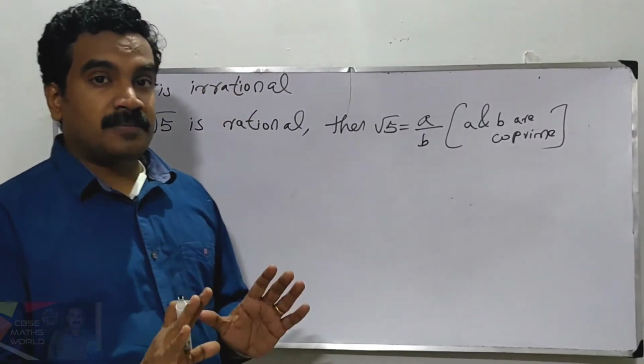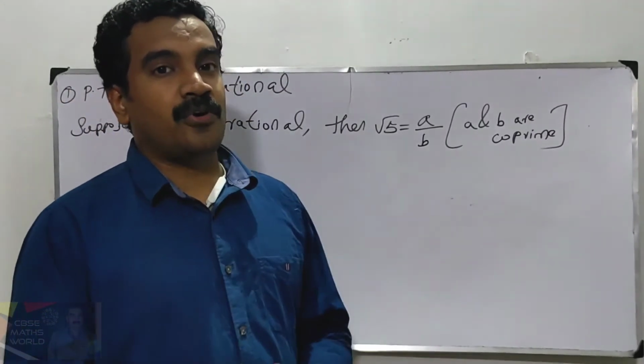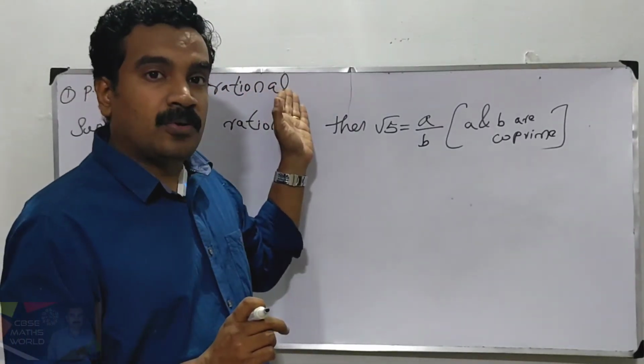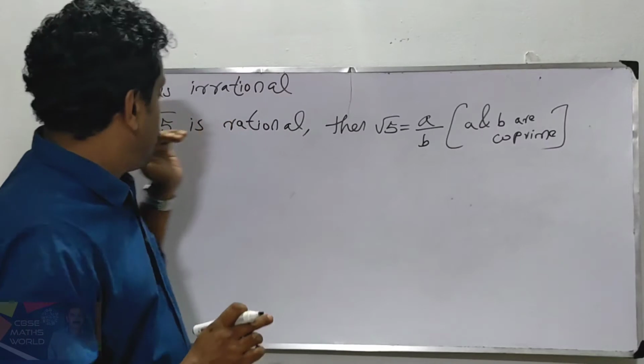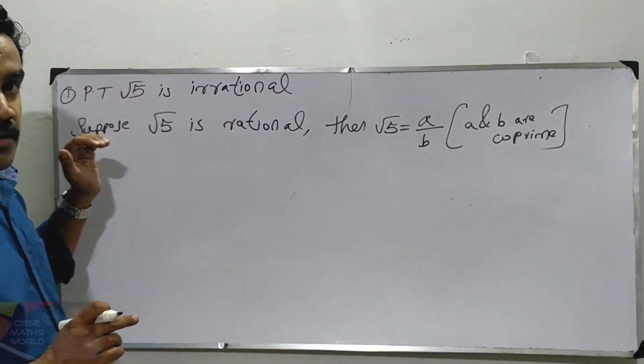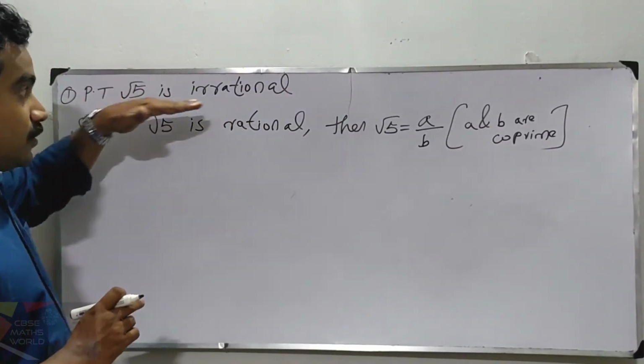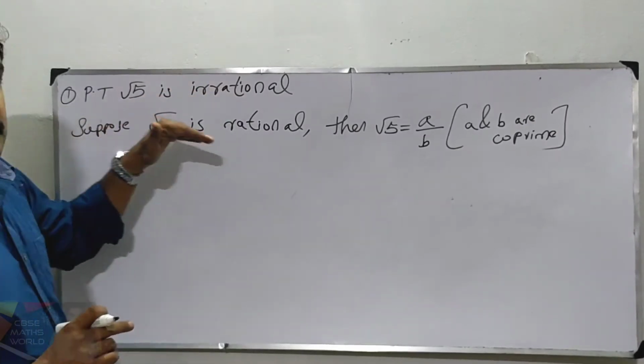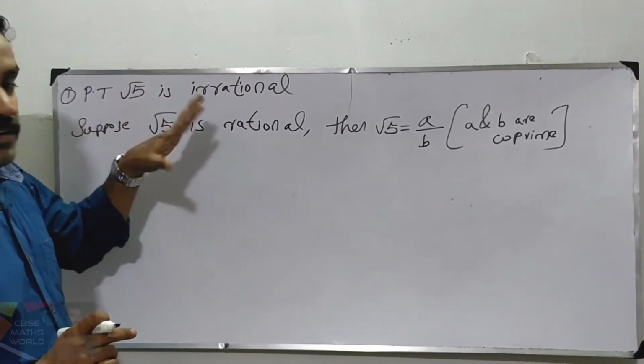So we are using one particular method here, the method of contradiction. What is the method of contradiction? What we want to prove? We want to prove root 5 is irrational. But first we are saying that root 5 is rational. Suppose root 5 is rational.